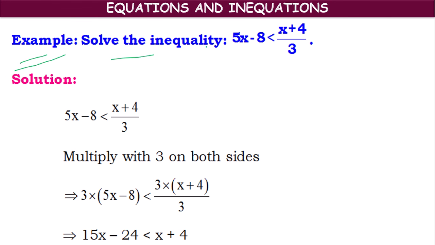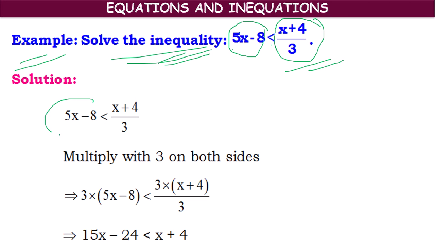Next example. Solve the inequality 5x minus 8 less than x plus 4 by 3. So we have to isolate the x term. Here by 3 is there. Let's multiply by 3 on both sides. 3 into 5x minus 8, less than 3 into x plus 4 by 3.